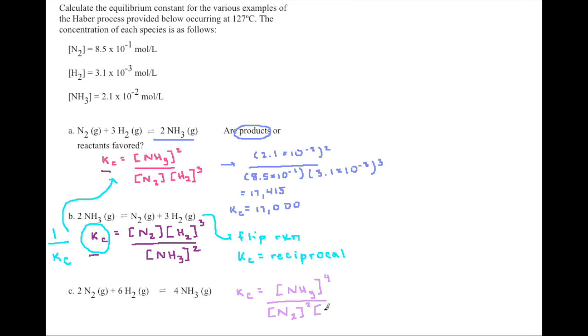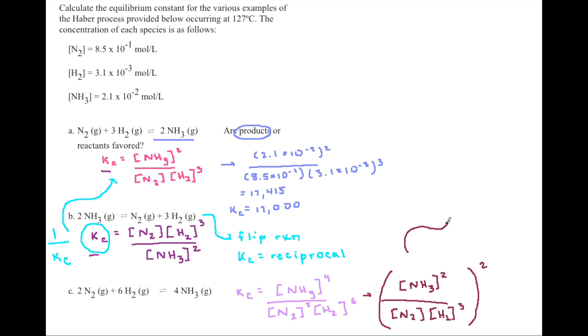And then this is going to be H2 to the 6th. And so if I want to get this equilibrium expression looking like what it did in A, what I could actually do is take NH3 squared, all over just your N2 times your H2 cubed, but then take the entire expression and square it, because then I would get NH3 to the 4th, N2 squared, and H2 to the 6th.